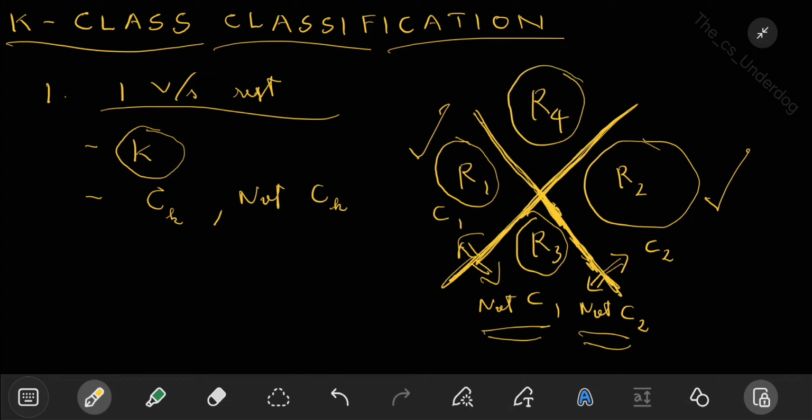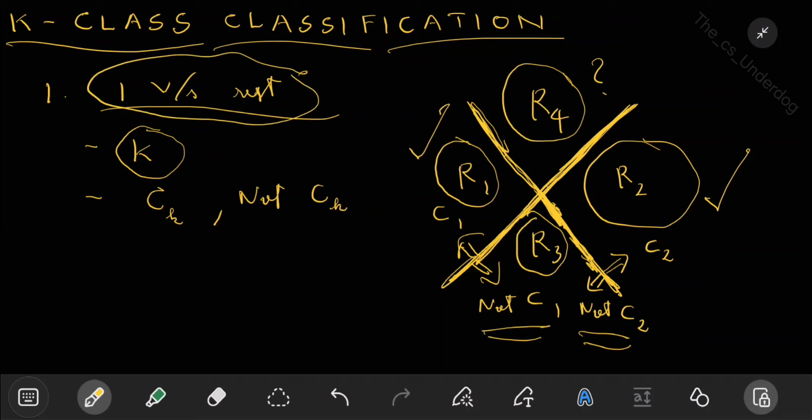What about R4? According to the first decision boundary, it belongs to C1, right? And according to the second decision boundary, it belongs to C2. So both the decision boundaries are saying it belongs to my class. So R4, according to the first decision boundary, is in C1 and according to the second is in C2. So this one is an ambiguous area. We are not sure which class to assign to. So these sort of ambiguous areas may come up in case of one versus rest classifier. So it is a drawback in case of one versus rest classifier.